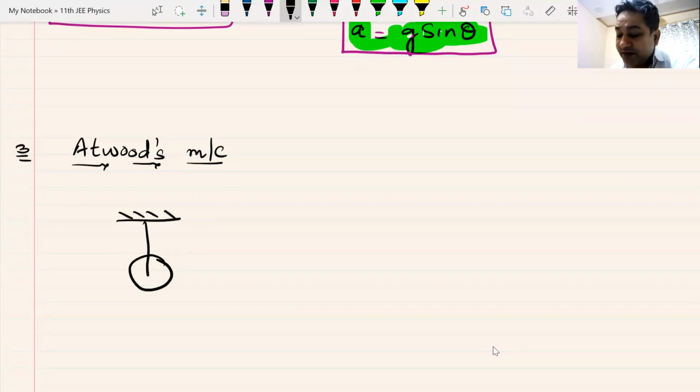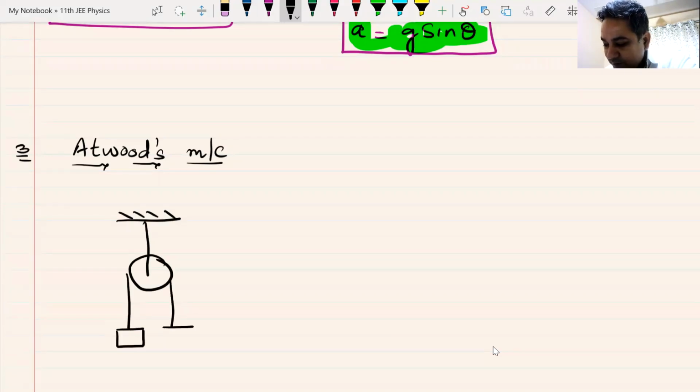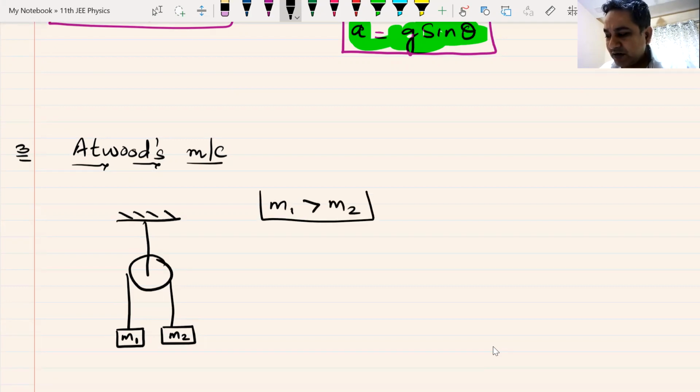A simple pulley hanging like this, having two masses. Now, instead of giving you the values of these masses, 5 kg, 10 kg, 20 kg, I'll give them in terms of alphabets. M1, mass 1. M2, mass 2. And I'll tell you that M1 is greater than M2, so that we understand how this block is going to move.